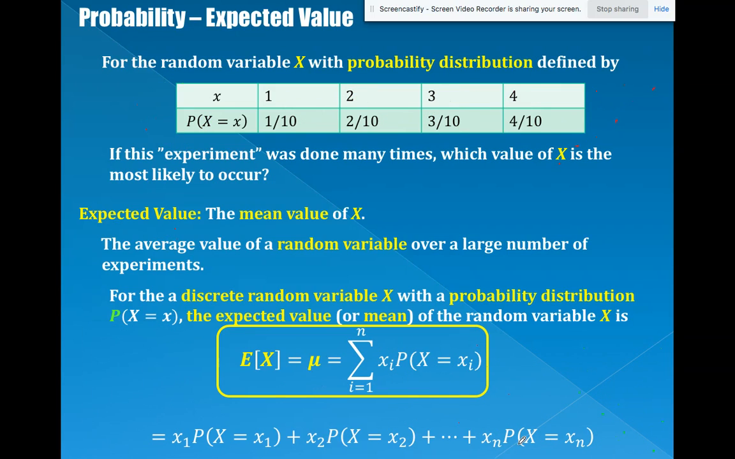Forgot I wrote that out. Look how fancy that looks, right? This looks so fancy. But I'm just saying, okay, so each individual x is the first one, the second one, the third one, the fourth one, the fifth one, the nth one, right? Each individual x times its probability. Add them up.